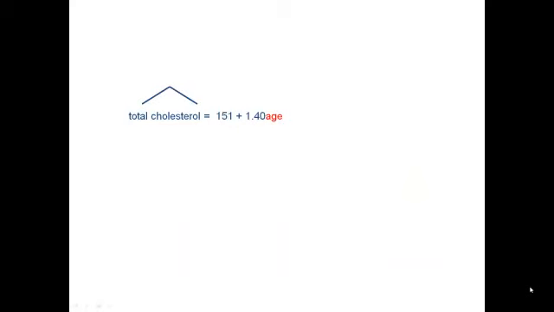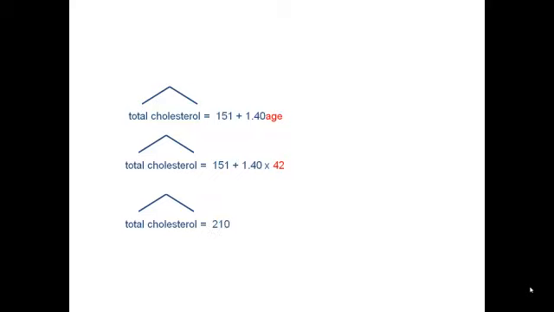So our regression equation is predicted total cholesterol equals 151 plus 1.40 times age. We plug in 42 for age, and we get predicted total cholesterol is 210. So, in other words, our predicted total cholesterol for a 42-year-old woman is 210.